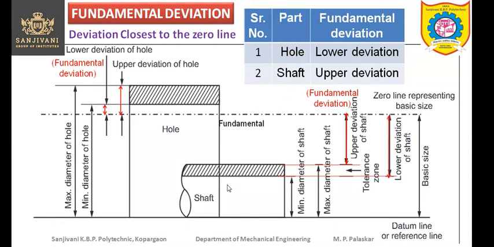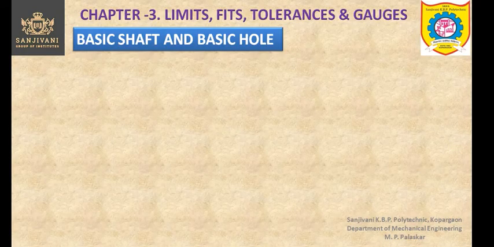In this case it is true, but generally the tolerance zone for the hole lies above the zero line, as in this case. The tolerance zone for the shaft lies below the zero line. Therefore this concept is true: the fundamental deviation for the hole is the lower deviation, and the upper deviation is the fundamental deviation for the shaft, right? So this is about the fundamental deviation for the hole as well as the shaft.